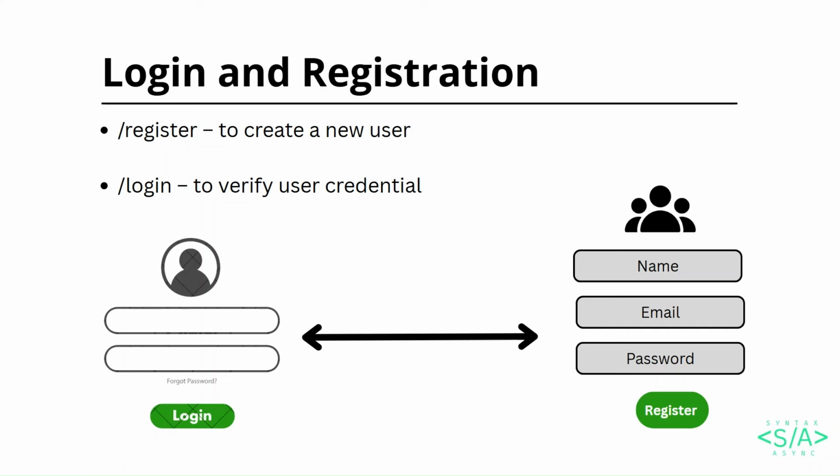In today's video, we are implementing login and registration functionality in .NET Core Web API using a clean and secure approach with clean architecture. We are not using JWT token for now, just focusing on the core logic of securely creating and validating users. I will create two endpoints, register and login. Register for creating a new user and login to verify user credentials.